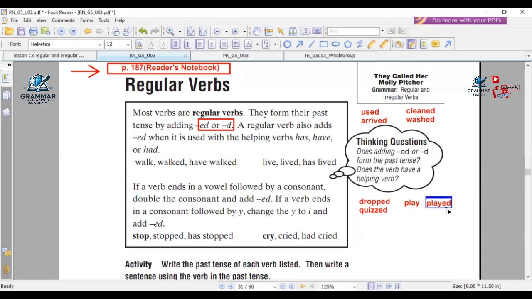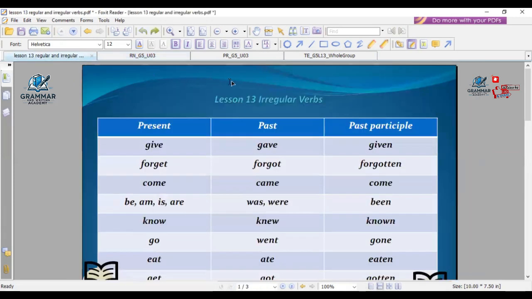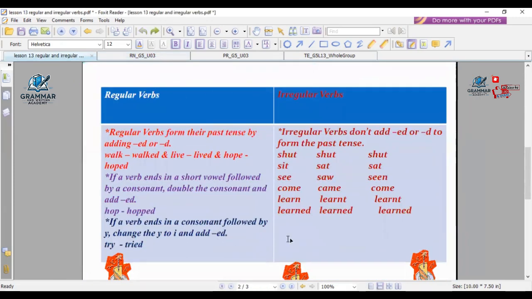But here, for marry, for example, marry has y at the end. Before it, what? Before the consonant, I have to cross it and add ed. Clear? So clear. According to this sheet, more explanation here.